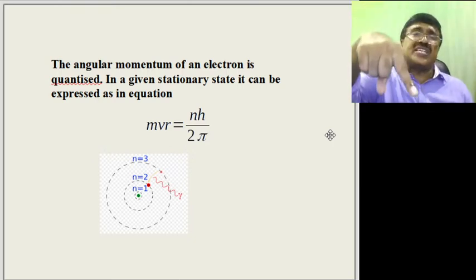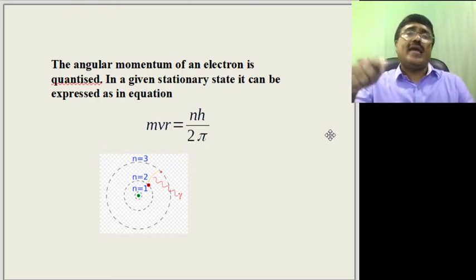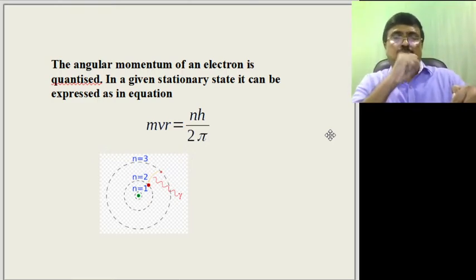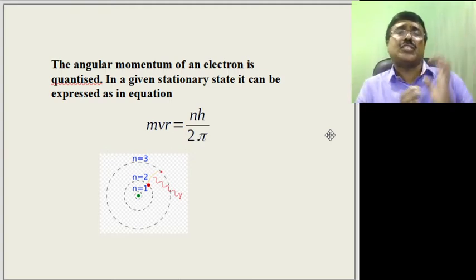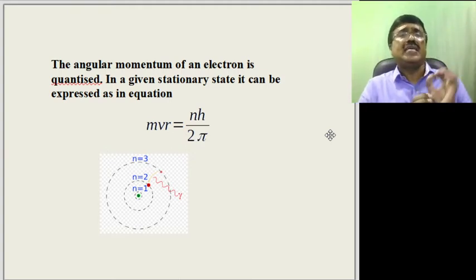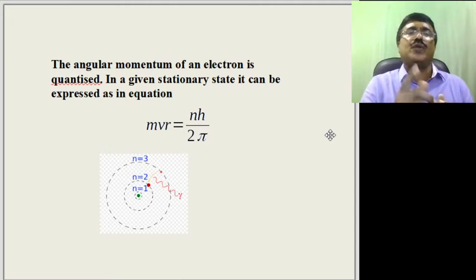H is Planck's constant that comes in quantum theory of radiation, where energy of a quantum is expressed as E equals h nu. Energy of a photon equals E equals h nu. There comes that Planck's constant itself. Pi is the usual constant we know. N is what you call quantum number, Bohr quantum number. And it can have only integer value. N is equal to 1, you get the first orbit.